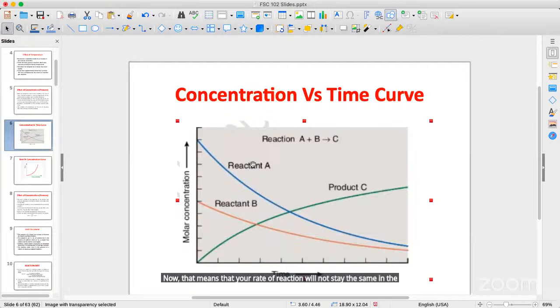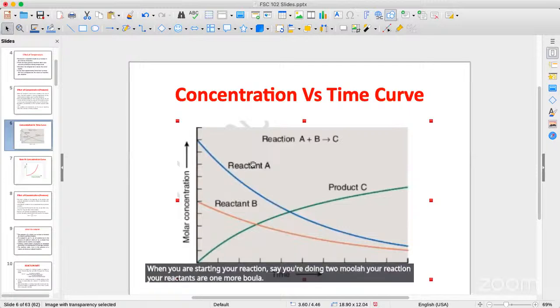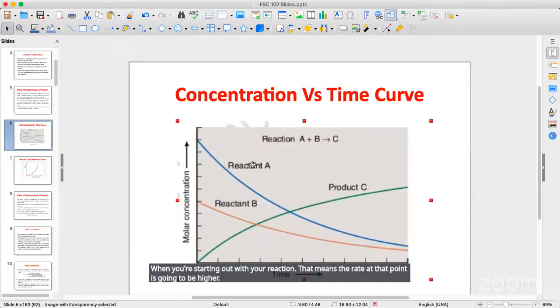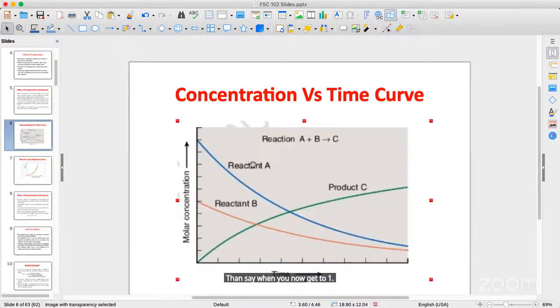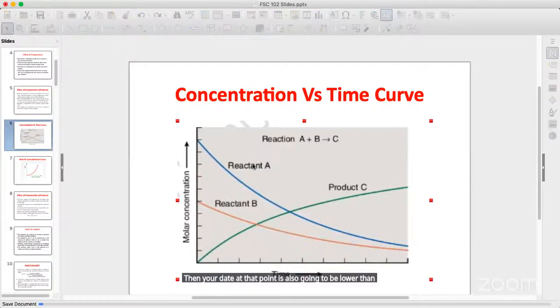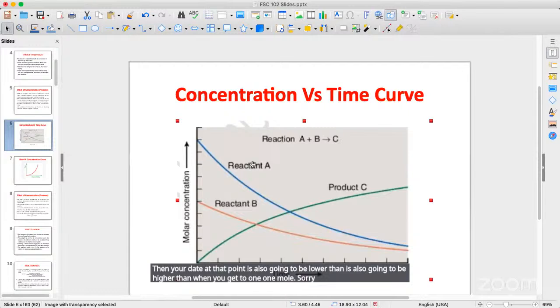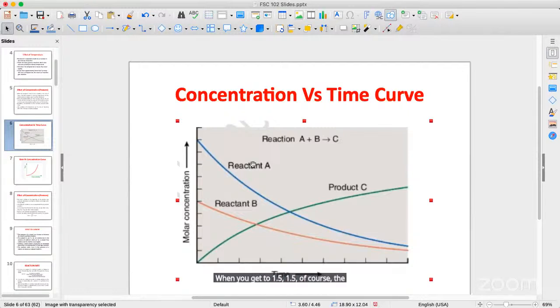Now, that means that your rate of reaction will not stay the same in the course of the reaction. When you are starting your reaction, say you're doing 2 molar, the rate at that point is going to be higher than when you get to 1.5 molar, and that is also going to be higher than when you get to 1.1 molar. If you're starting from 2 molar, when you get to 1.5, of course, the rate is not going to be the same as when you started from 2.